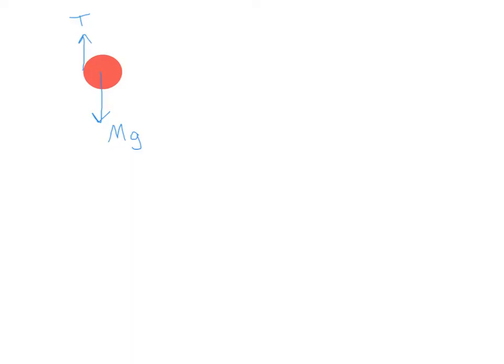So for part B, it asks us to figure out the acceleration of the disc as it falls. So I've redrawn our free body diagram here, and so what's going to happen is, first of all, the force down minus the force up is the net force, so that should equal the mass times the acceleration. Alright, so mg minus T equals ma.